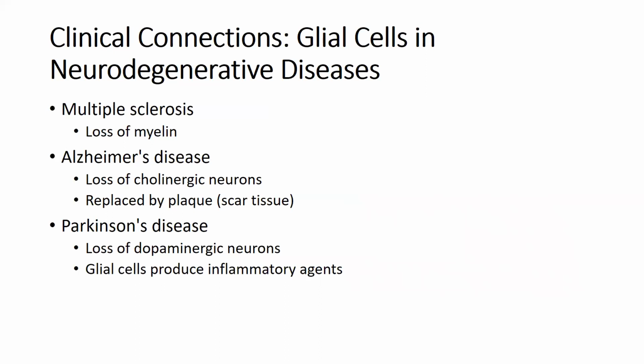These glial cells sense the loss of cholinergic neurons and replace those neurons by plaques. Right? This scar tissue or this plaque is the glial cells' attempt to rectify the loss of these cholinergic neurons, and that essentially does more harm than good. Okay? So in this way, glial cells play a role in the progression of Alzheimer's disease.